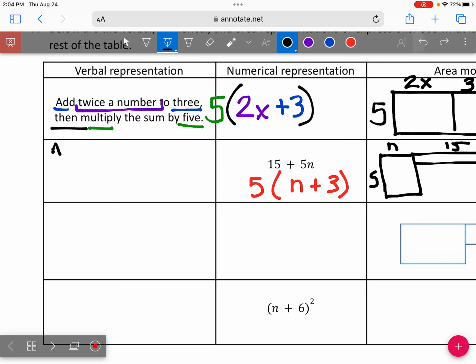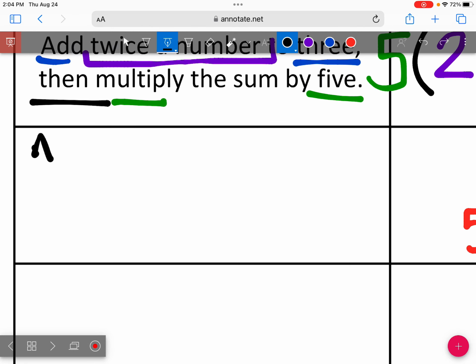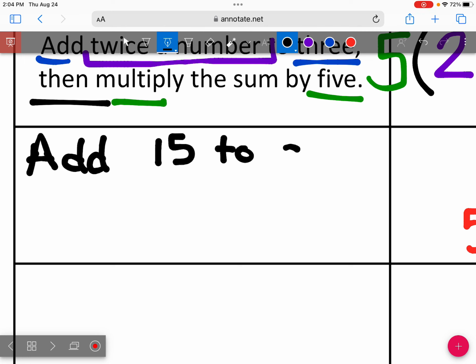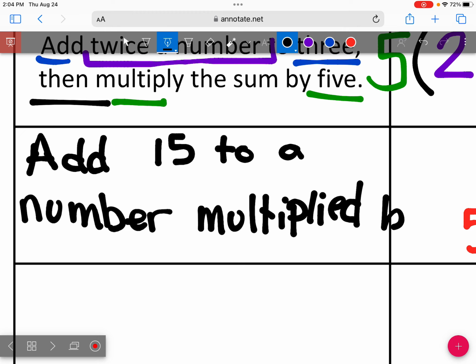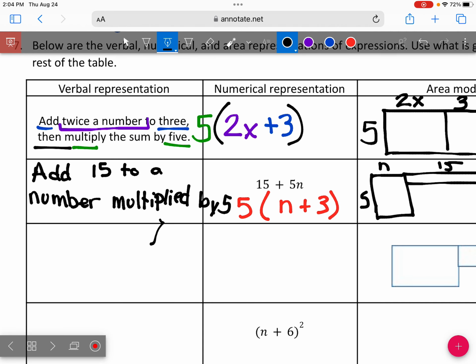I have to zoom this way far in to be able to write anything close to legibly. So, add 15 to a number multiplied by 5. That is perfection. You could also do, with our product, add a number to 3 and then multiply by 5. Totally fine.